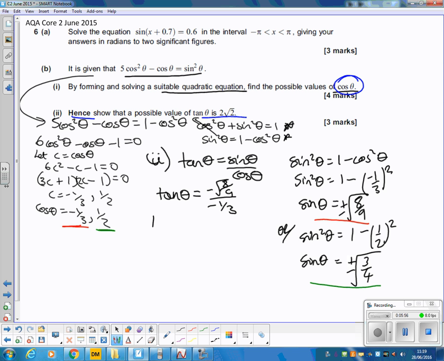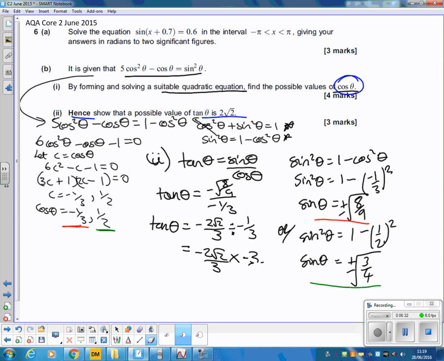So tan theta equals negative root 8/9 over negative a third. Right, that doesn't look like 2 root 2, so we'll have to manipulate that a bit. So square root of 8 is 2 root 2. Square root of 9 is 3. So that's negative 2 root 2 over 3 divided by negative a third. And remember, if we're dividing with fractions, it's keep the first fraction, change the sign to a multiply, and flip the second one. And so now we've got negative 2 root 2 over 3 times negative 3, which is going to be 2 root 2 as required.